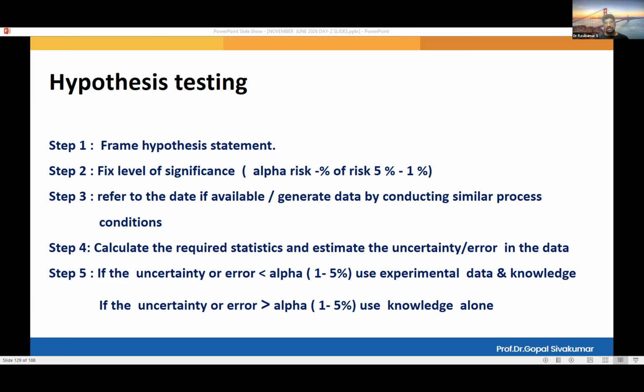Okay, let me say one more example. Permal has fixed an alpha value of 2%, but the process alpha value seems to be 1%. What will you do, Permal? So we have to go with the data and knowledge. That's very good. That's it. This is what you are going to do.